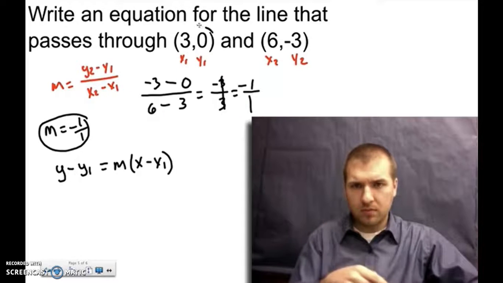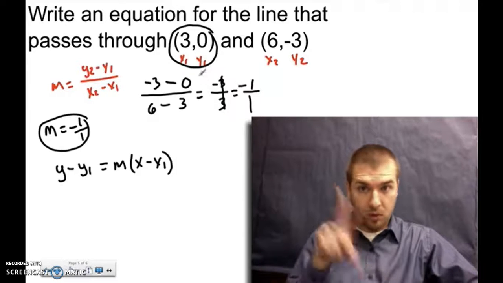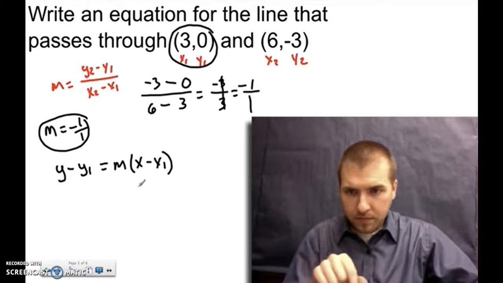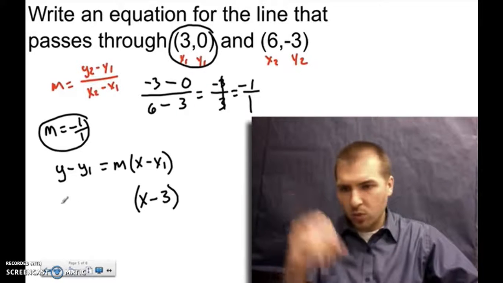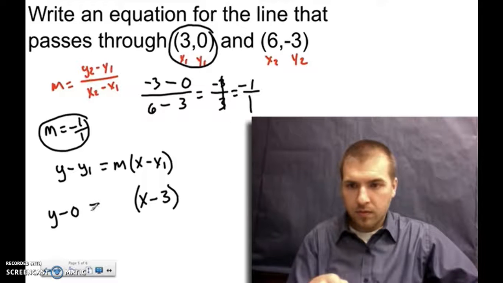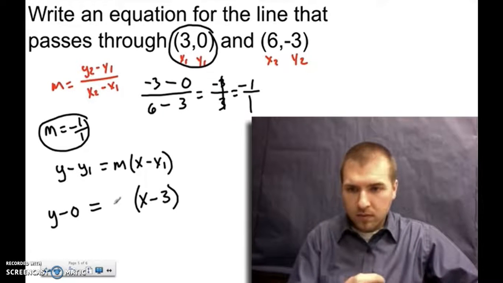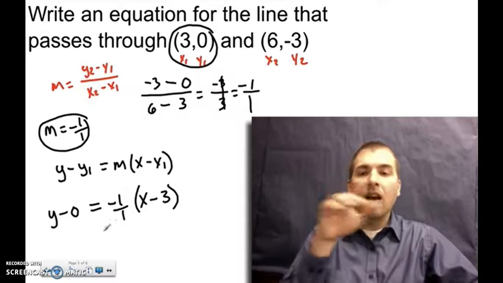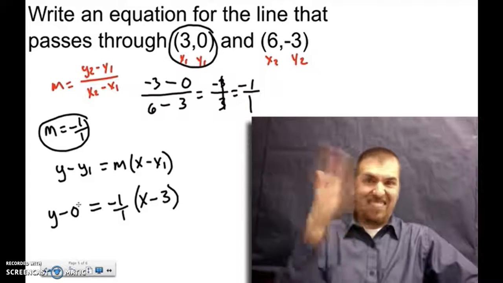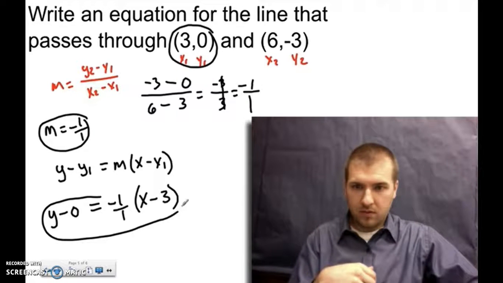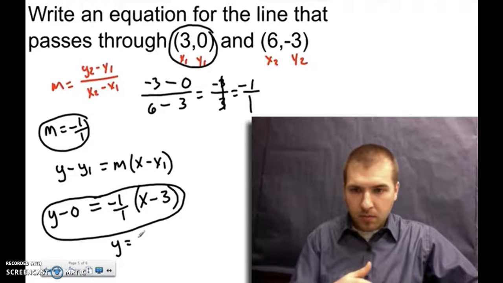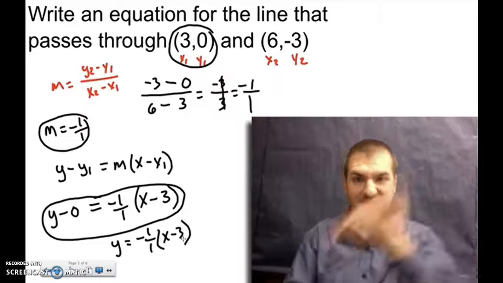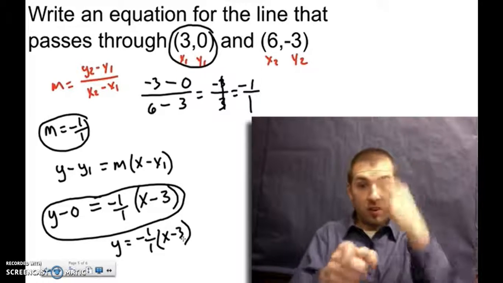It doesn't matter which point you use from your equation, so we're just going to use the first point up here. Okay, so x1 is the 3, so we'll put that in. So x minus 3, and y minus 0 equals m, which is our slope, which we figured out, negative 1 over 1. y minus 0 is what's left, or y equals negative 1 times x minus 3. That's the point slope form.